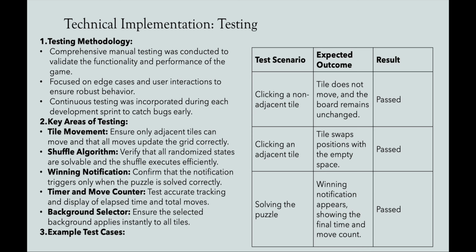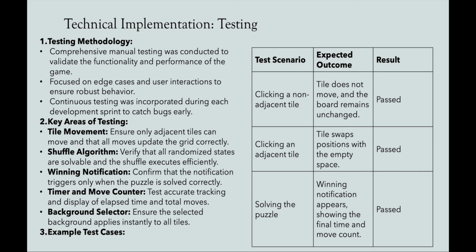Key areas of testing: tile movement, to ensure only adjacent tiles can move and that all moves update the grid correctly. Shuffle algorithm, to verify that all randomized states are solvable and the shuffle executes efficiently. Winning notification, to confirm that a notification triggers only when the puzzle is solved correctly. Timer and move counter, to test accurate tracking and display of elapsed time and total moves. Background selector, to ensure that the selected background applies instantly to all tiles.